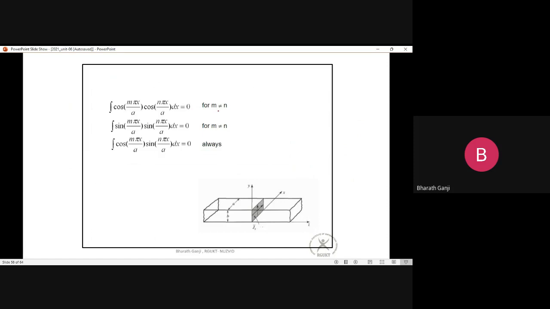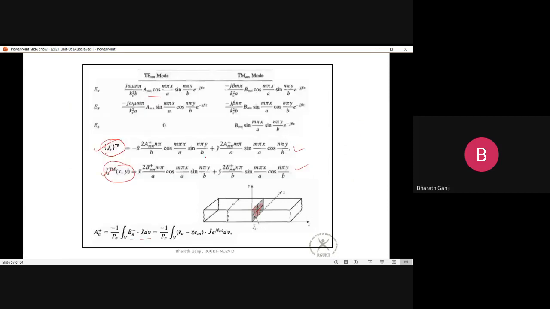Cos of mπx/a, if m is not equal to 1, they become 0 and so on. You can use these relationships and you can prove that these currents can in fact only generate these modes separately. For example, if I want to generate only the TE10 mode, then from here I need a surface current of the format some constant J naught times sin(πx/a) in the y direction.